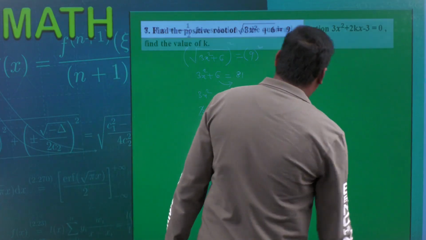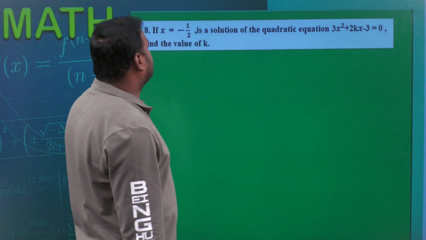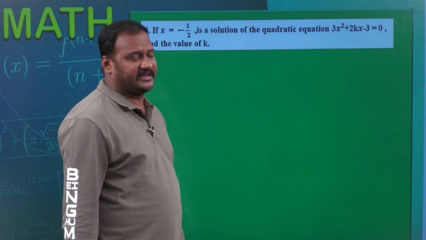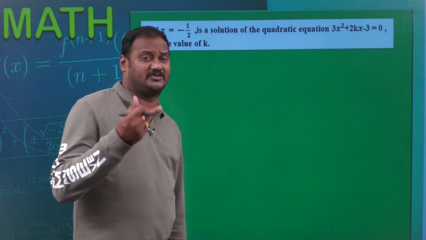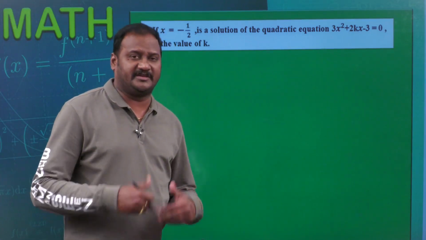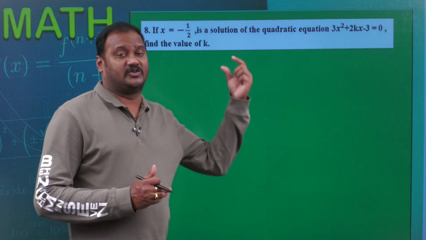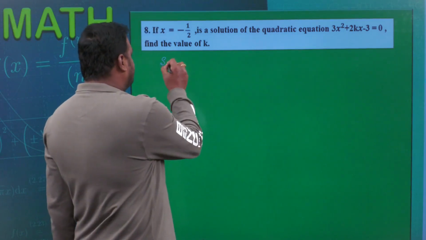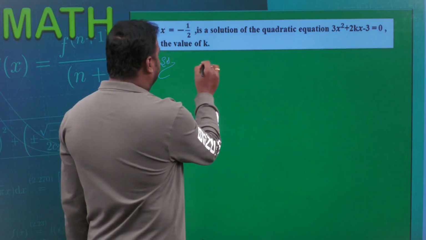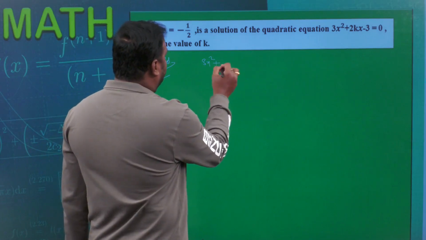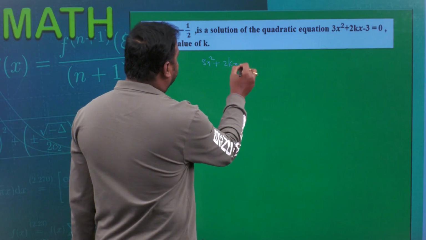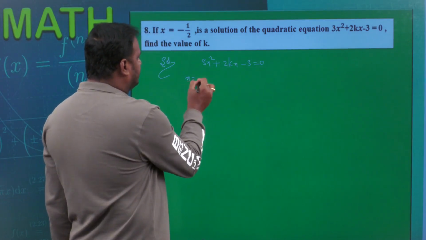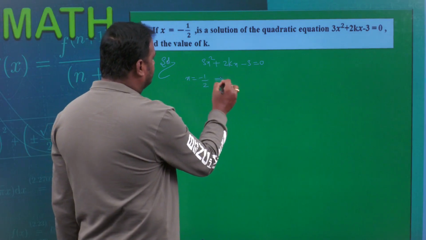Right? So coming to the next problem, x is equal to minus 1 by 2 is a solution of the quadratic equation. Then find the value of k. x is equal to something is a solution. What do you mean by that? It means the value of x satisfies the given equation. Okay? So what is the given quadratic equation? 3x square plus 2kx minus 3 is equal to 0, where x is equal to minus 1 by 2. So substitute minus 1 by 2 there.